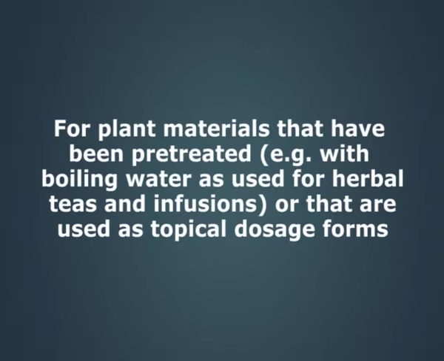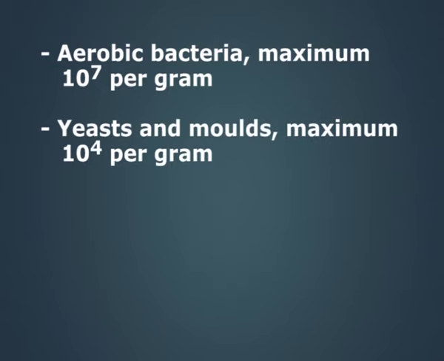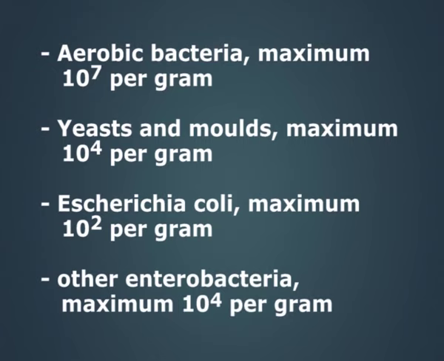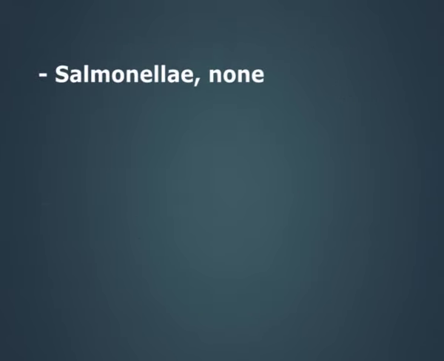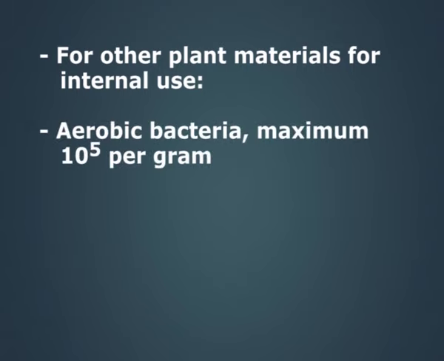For plant materials that have been pre-treated, for example with boiling water, are used for herbal teas and infusions, or that are used as topical dosage forms: aerobic bacteria maximum 10 raised to power 7 per gram. Yeast and molds 10 raised to power 4 per gram. Escherichia coli maximum 10 raised to power 2 per gram. Other enterobacteria maximum 10 raised to power 4 per gram. Salmonella none. For other plant material for internal use, aerobic bacteria maximum 10 raised to power 5 per gram.